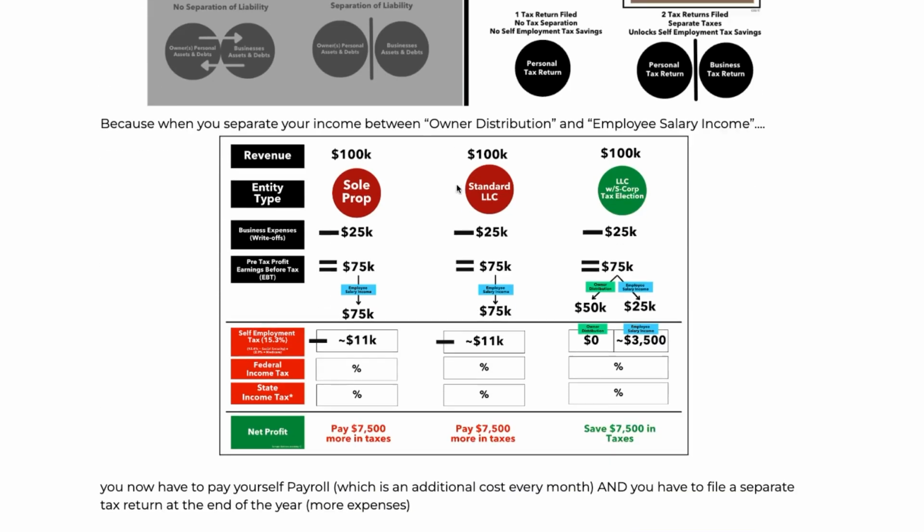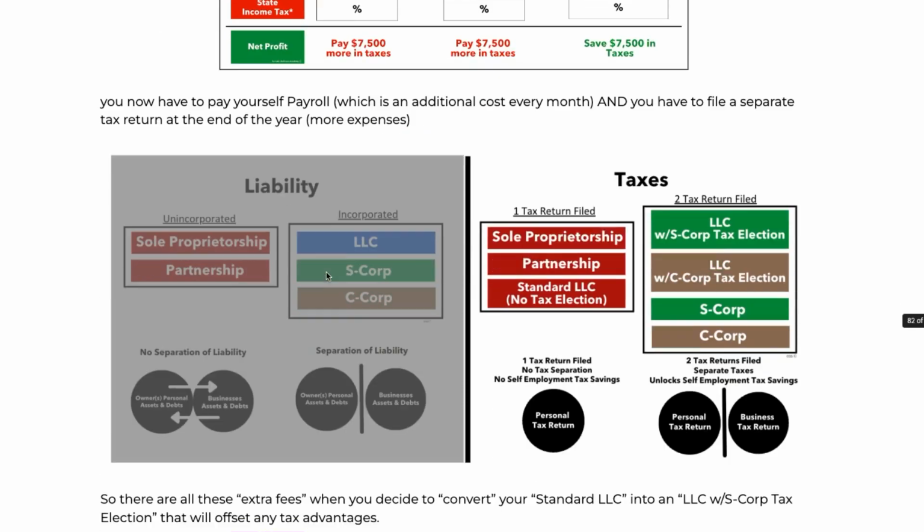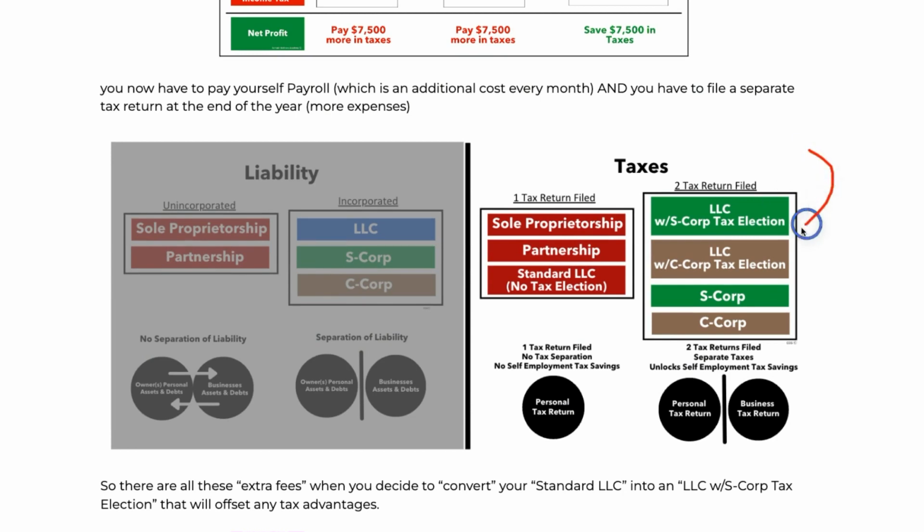Because we talked about the cons of having to pay that self-employment tax. Why not off the bat just separate between your owner's distributions and your employee salary income so you can start saving on taxes? The reason is because there are additional fees and complexity. When you go into this category right over here, and I think I mentioned this earlier, but I'm going to mention it again, you now have to pay yourself payroll, which is an additional cost every single month that you have to figure out how to do.